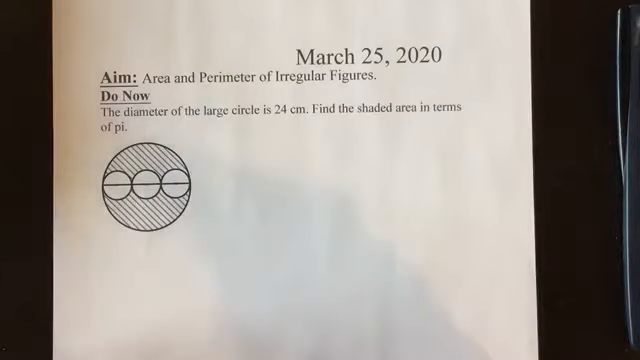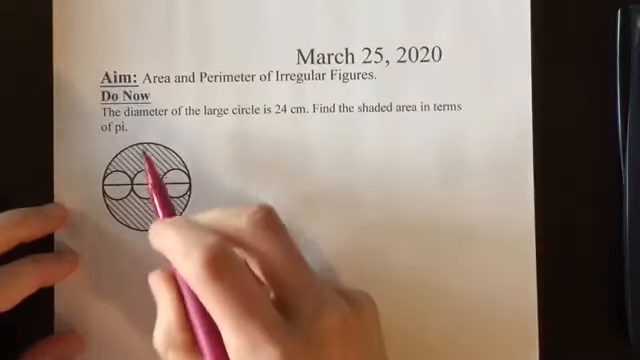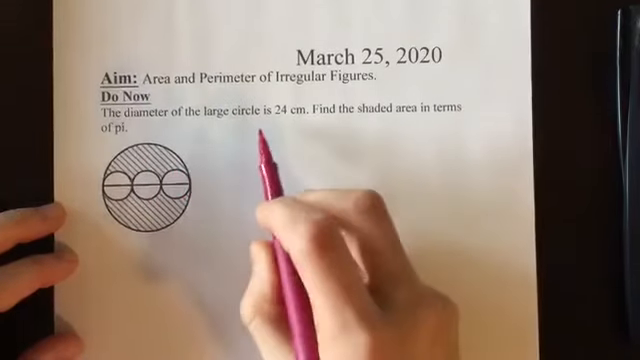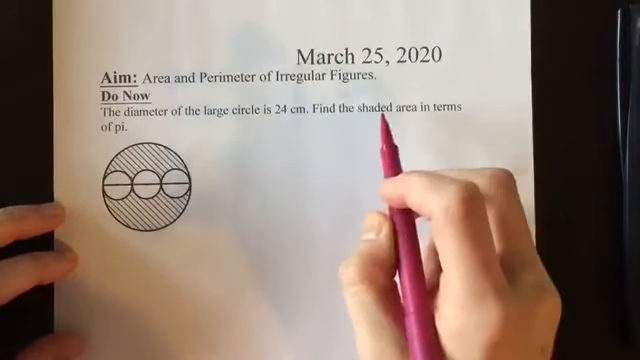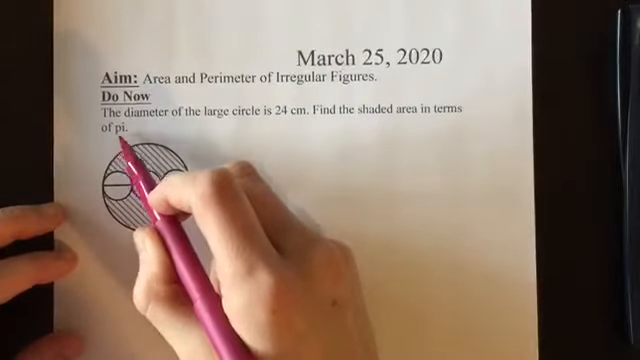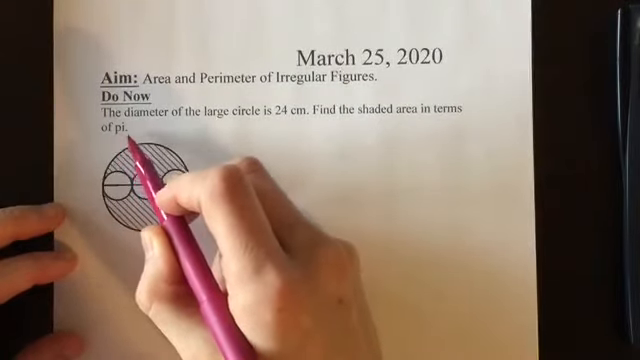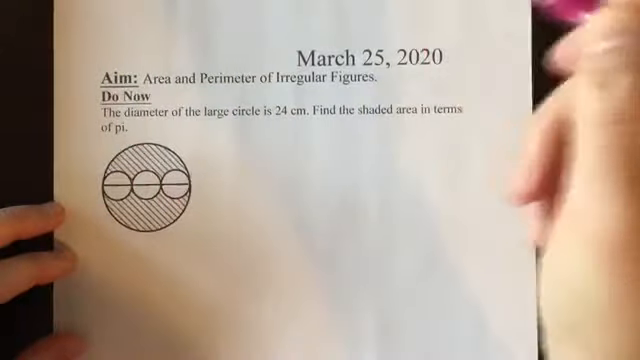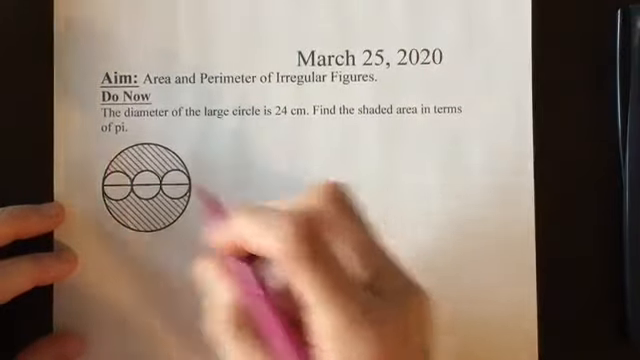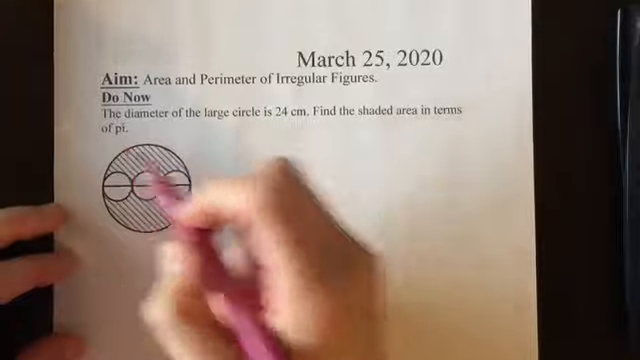Okay, so let's take a look at this do now. I think this is a really great do now as we're leading up to Friday's quiz. Hint, hint, wink, wink, this style of problem. So we have that the diameter of the large circle is 24 centimeters. Find the shaded area in terms of pi. And I wrote pi, P-I, because I was having trouble accessing the pi button on the computer. So that's an acceptable way to do it if we're typing.